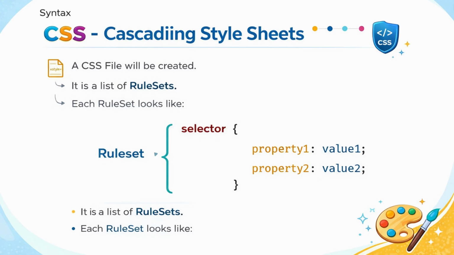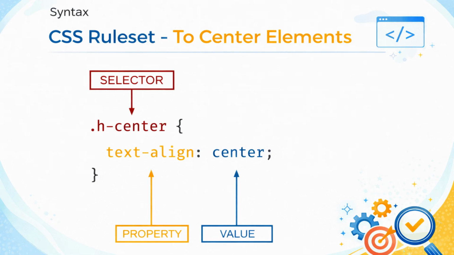Now let's understand the basics of CSS. CSS stands for Cascading Style Sheets, and it works using something called rule sets. Think of a rule set as a simple instruction. It starts with a selector, which tells which element you want to style. Then inside the curly brackets, you define properties and their values. For example, color, size, spacing, everything is controlled here. So basically, CSS is just a list of rules that tell your web page how to look. Simple, right? Let's apply what we just learned.